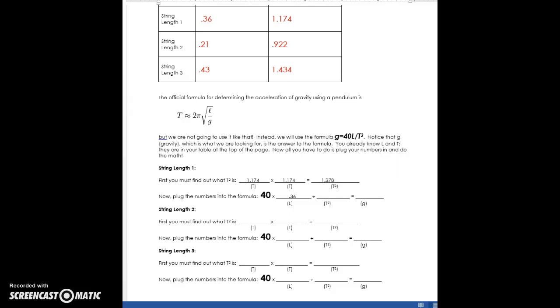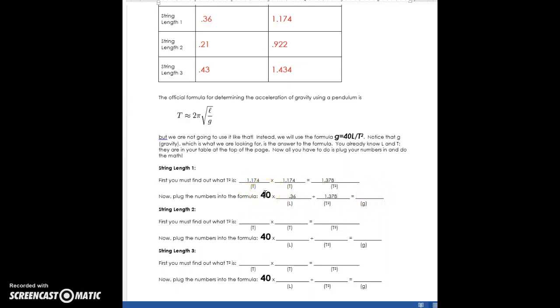1.378. That's t squared. So I now need to plug that in down here where I want t squared, 1.378. Okay, so now I have my t squared and it's plugged in. Now I can go through and calculate this formula. Notice that I put the 40 in bold.